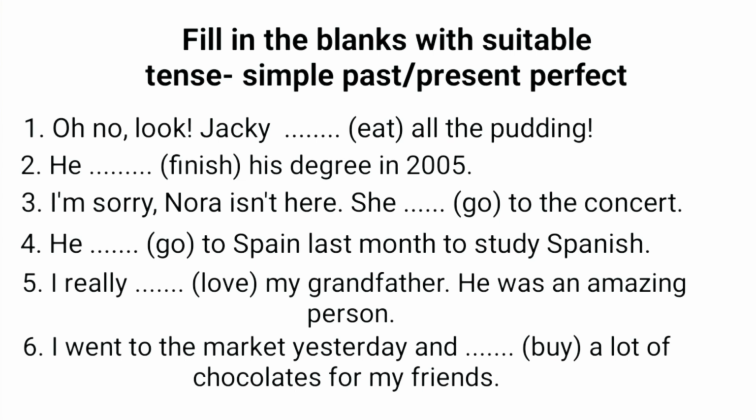Number 3. I'm sorry, Nora isn't here. She dash go to the concert. Here, isn't word shows that we are talking about the present. So, we'll use present perfect tense here. And the sentence is, I'm sorry, Nora isn't here. She has gone to the concert.